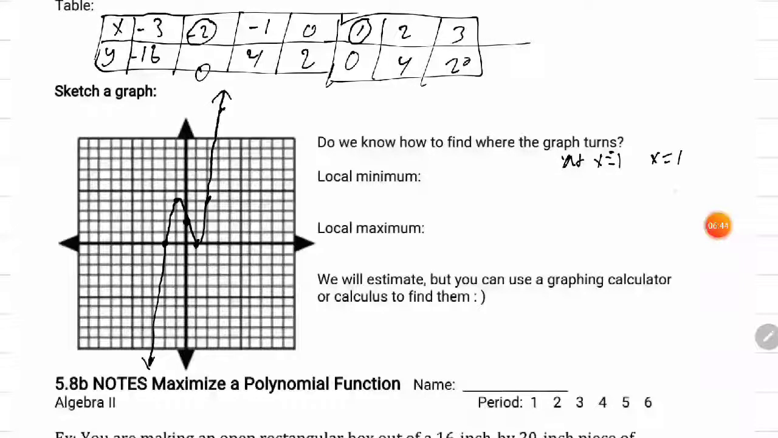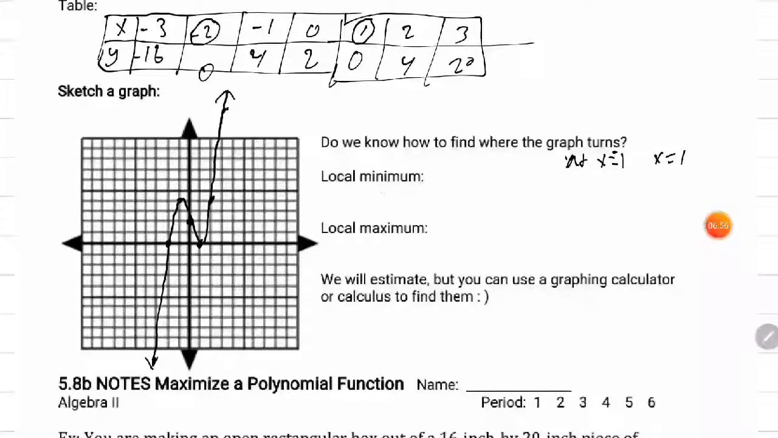And then our local minimum, so we look at the bumps there. So we have an upper bump and a lower bump. The local minimum is the lower bump. So that's at 1, 0. And then our local maximum is this upper bump. So that's at 1, comma, 4. Or -1, comma, 4.